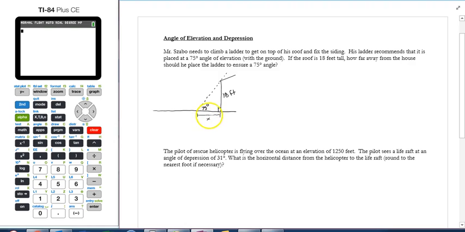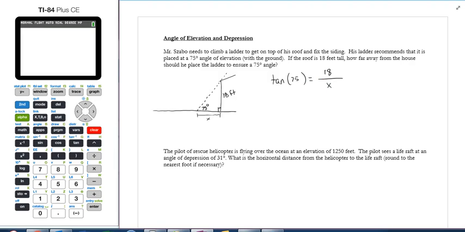I know what side I'm looking for, I know one other side, and I have an angle. It's a trig function. In this case, if this is my reference angle, I know 18 feet is the house, that's opposite my reference angle. X is adjacent because it's my other leg. Opposite and adjacent is the tangent function. My angle is 75 degrees. Opposite is 18 feet. Adjacent is x. There's the function I need to solve.